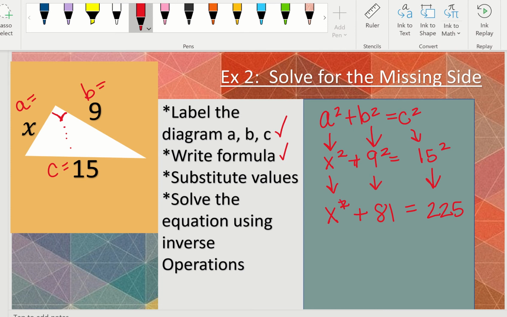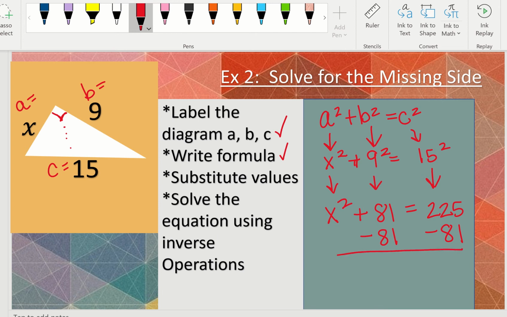So if we forget about this X squared for a minute, and we think about this as just an equation from 7th grade, you would have a number X plus 81 equals 225, and you would do the opposite. You would subtract 81 from both sides to figure out X. So that's exactly the process that we're going to use here. We just have to remember this is X squared.